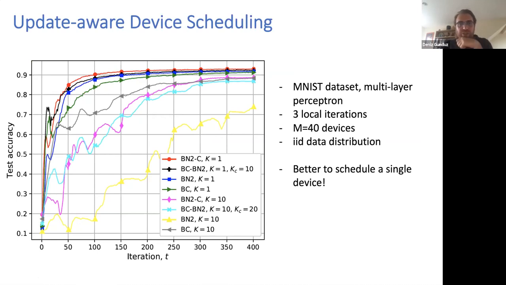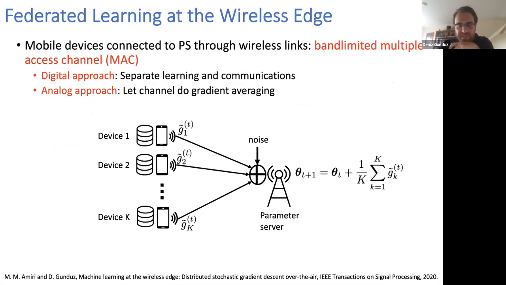Okay, so I should also mention that, so I don't have it here, but it's in the paper, that this is not so much the case if you have non-IID data, which is also very interesting, because in the case of non-IID data, of course, it's better to get actually from more devices. So you might need to schedule more in that case.